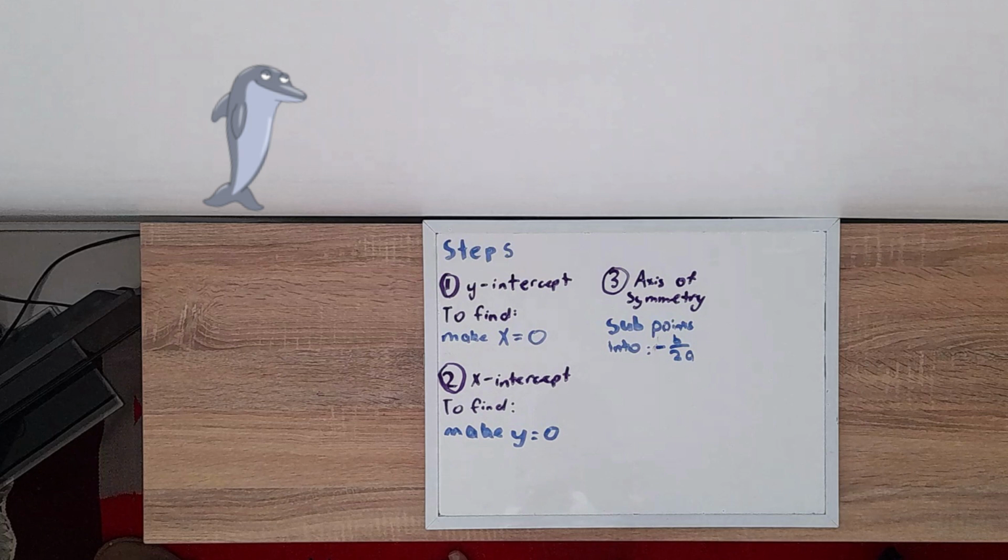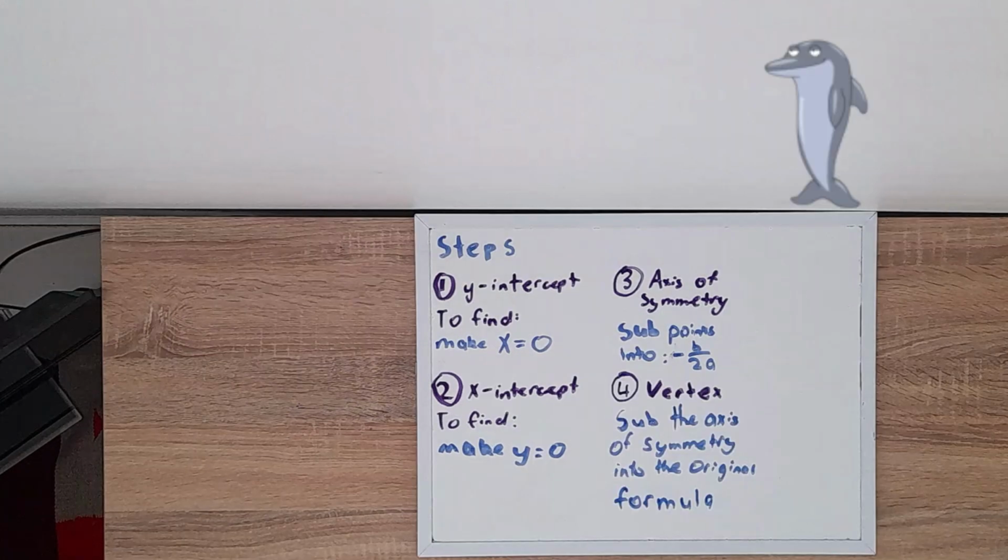Now the axis of symmetry. Using the formula minus b over 2a and subbing in your points from the question, you can find the axis of symmetry. The vertex is the turning point for your parabola, and you have to find it by subbing in the axis of symmetry into the question's formula.